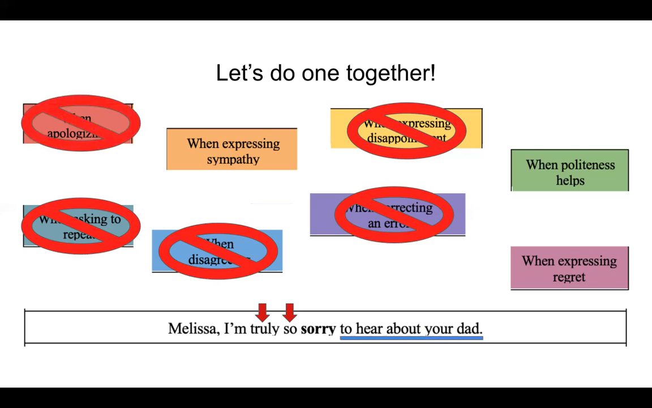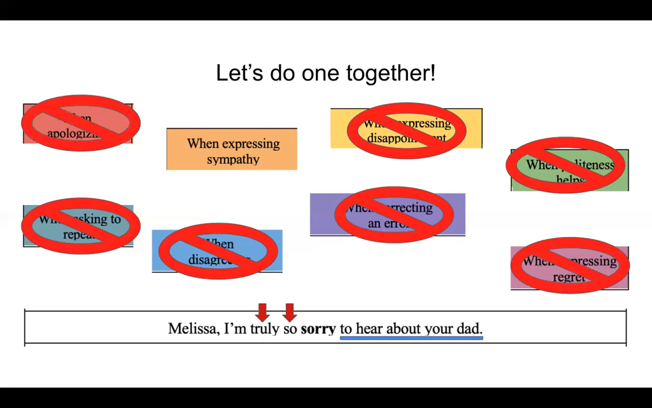I also don't believe that the speaker here is expressing regret for hearing about Melissa's dad. And if we were to get rid of the word sorry in this sentence, it would no longer make sense. I do not feel that sorry is being used to express politeness. But I do believe that this is a very good example of expressing sympathy. Something has happened to Melissa's dad, and Melissa's dad is experiencing something, feeling something that the speaker is sorry about. So the speaker is expressing sympathy to Melissa because something is going on with Melissa's father.